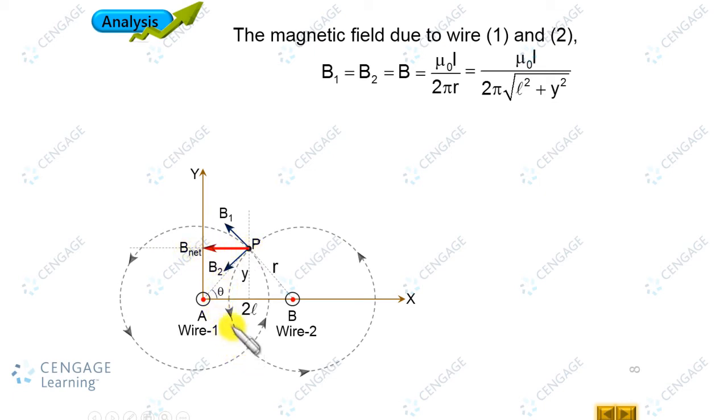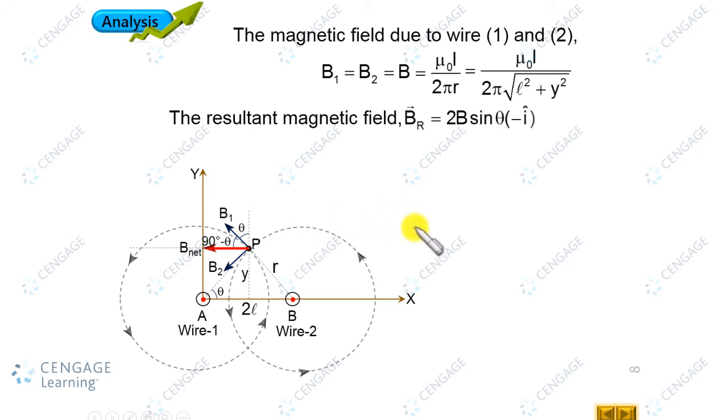Now consider this angle is theta. We can say this angle should also be theta because this dotted line is making angle theta with the horizontal. That means any line which is perpendicular to this dotted line will make angle theta with the vertical. That means this angle will be 90 minus theta. Now we can write the expression for the net magnetic field, equal to 2 B1 cos(90 minus theta), equal to 2 B1 sin theta, right? And the direction of course is in the minus x direction, that's why minus i cap.